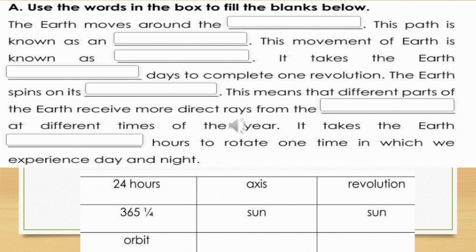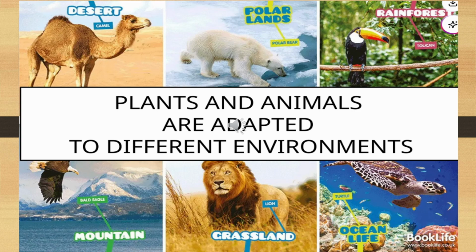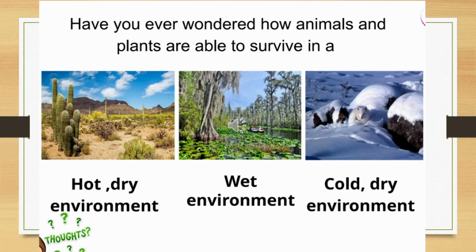Hello students. Now in this topic, we will be focusing on how plants and animals are adapted to the different environments that they are in. Students, have you ever wondered how animals and plants are able to survive in different conditions? For example, the desert or the wet environment, or even in the Arctic, the South Pole and the North Pole. Have you ever given a thought on this?